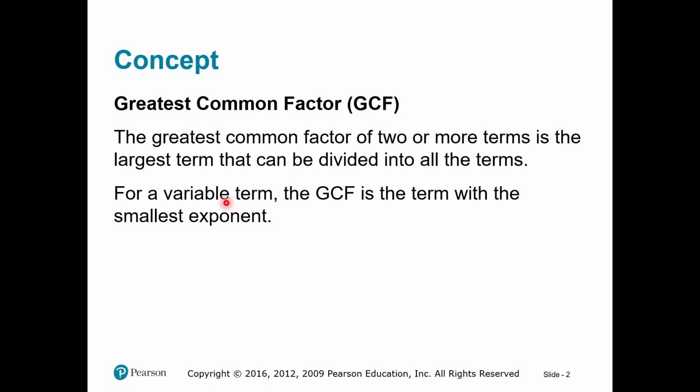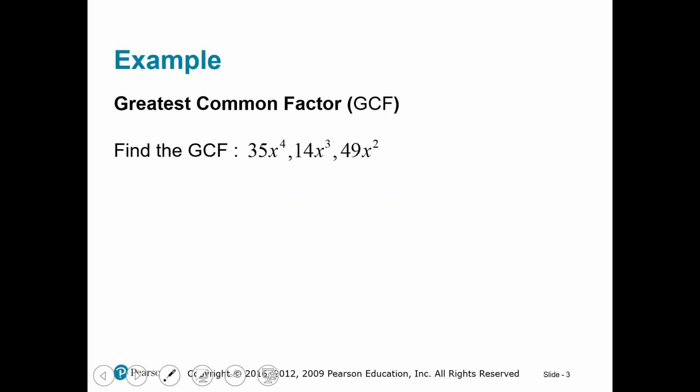If I have a variable term, then the GCF is the term with the smallest exponent. The smallest exponent. Okay? So for example, the GCF of 35x to the fourth, 14x to the third, and 49x squared.